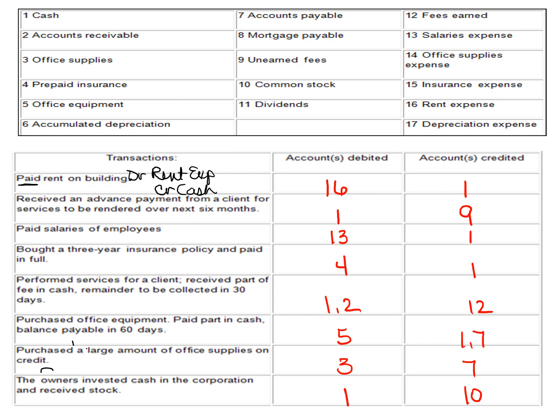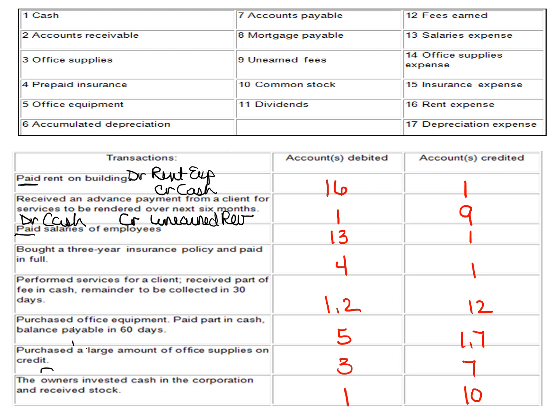Received in advance payment from a client for services to be rendered over the next 6 months. Well, if we received an advance payment, that means we're debiting cash. And the credit, well, we haven't performed the services yet, so we can't use revenue because we haven't earned it. So we have to use a liability account called unearned revenue. So we're debiting 1 and crediting 9.